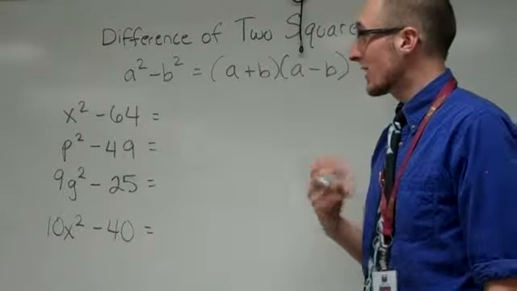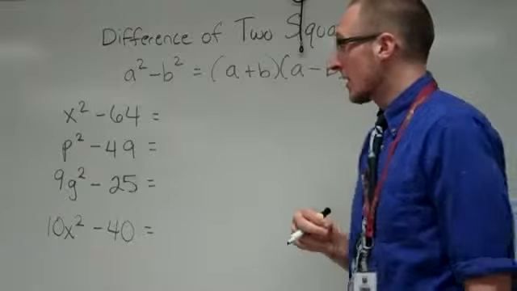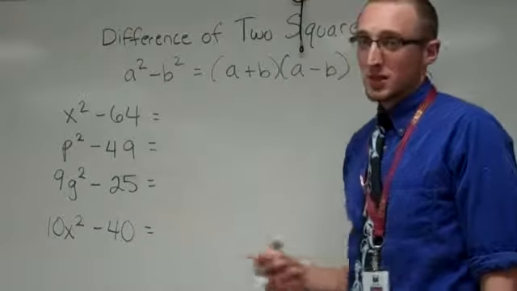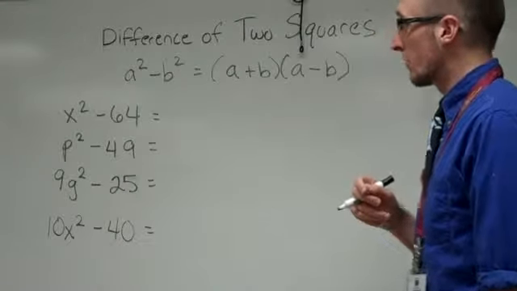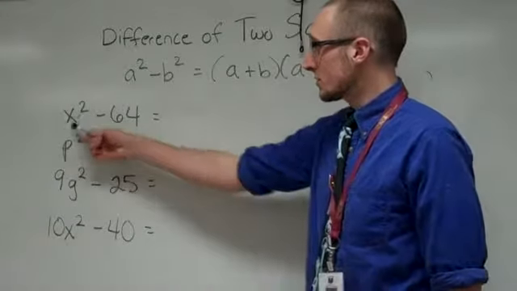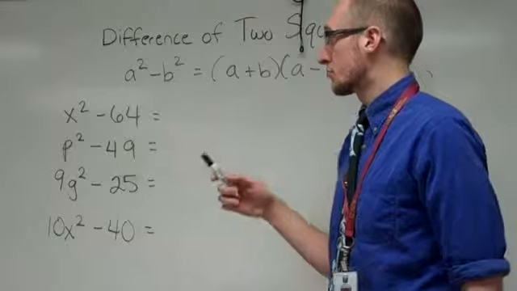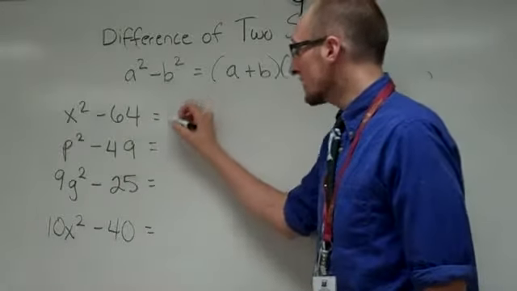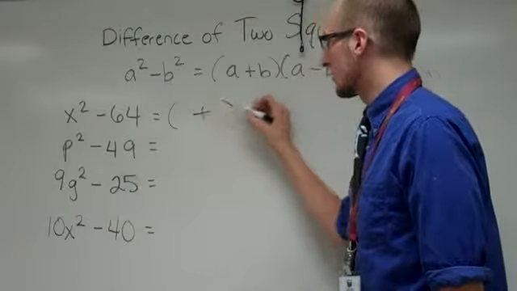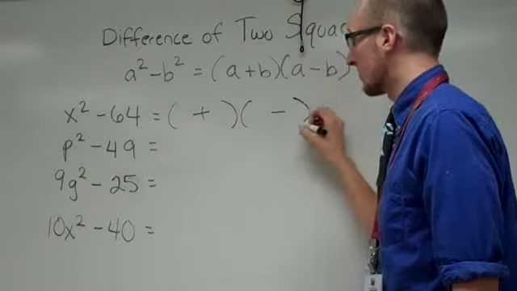In this case, it's not exactly a trinomial, it's a binomial. But it can help us factor these very easily. So let's take a look. We have x squared minus 64. And basically what this is saying is this is a perfect square, and this is a perfect square, so it must end up being in this format. So we need to have something plus something, and something minus something.